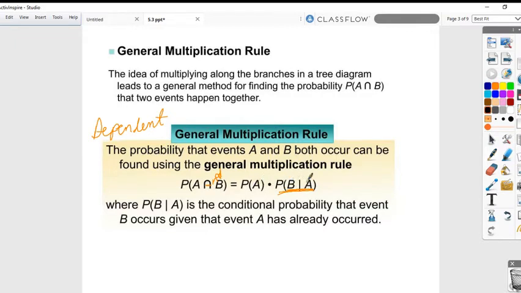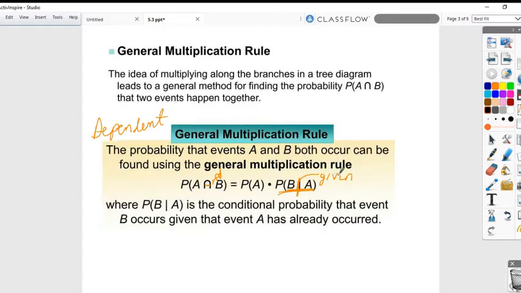So this reads, find the probability of A given, remember this slash from regular probability means given, given the fact that you've already done A. So find the probability of B given that I've already found the probability of A.